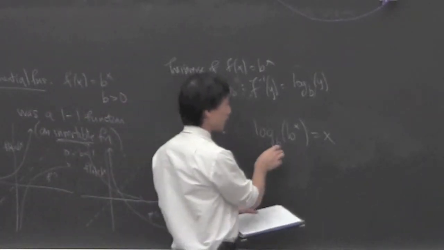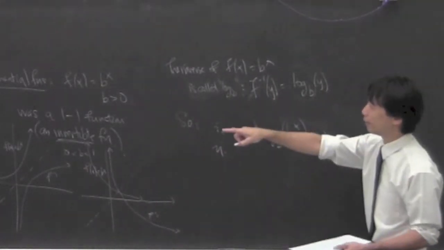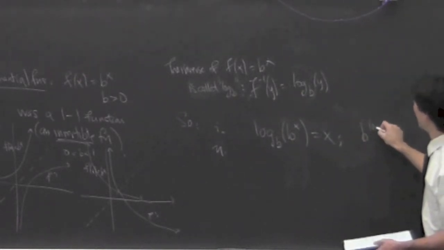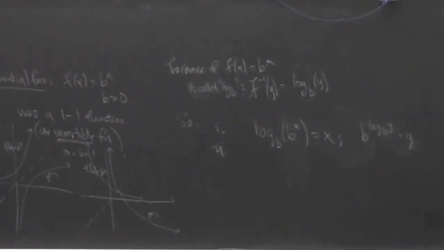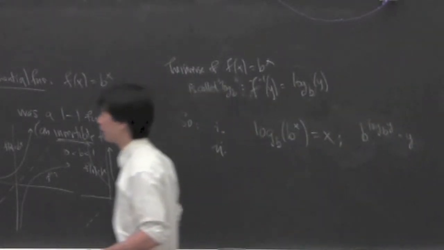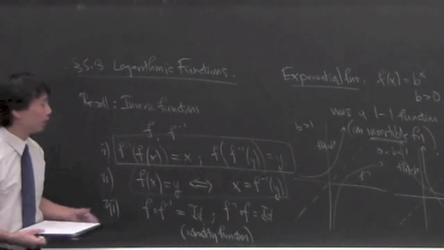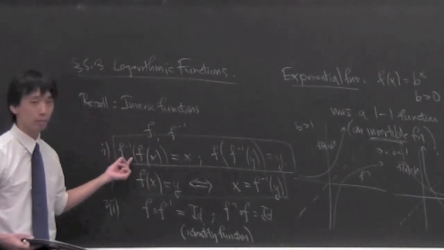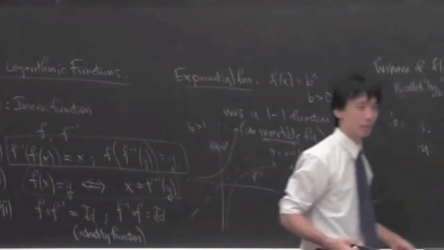Right? Log base b of b to the x is x, right? And the second thing says that f of f inverse of y is y, right? So b to the log base b of y is y. Right? I'm just taking the statement here and putting in b to the x as f and log base b as f inverse. Okay, so I'm just plugging in. Is that confusing to anybody?